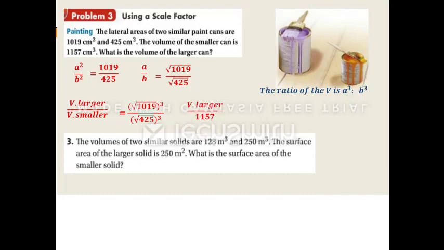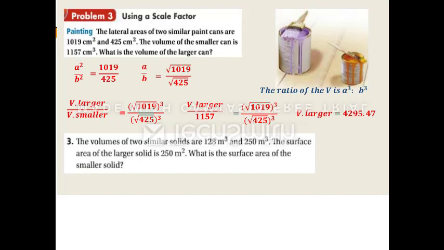Then let's make the substitution. Instead of the volume of the smaller solid, we will put 1157, and we will put our ratio, the square root of 1019 cubed over the square root of 425 cubed. By solving these two terms by proportion or cross product, we will get that the volume of the larger is about 4295.47.